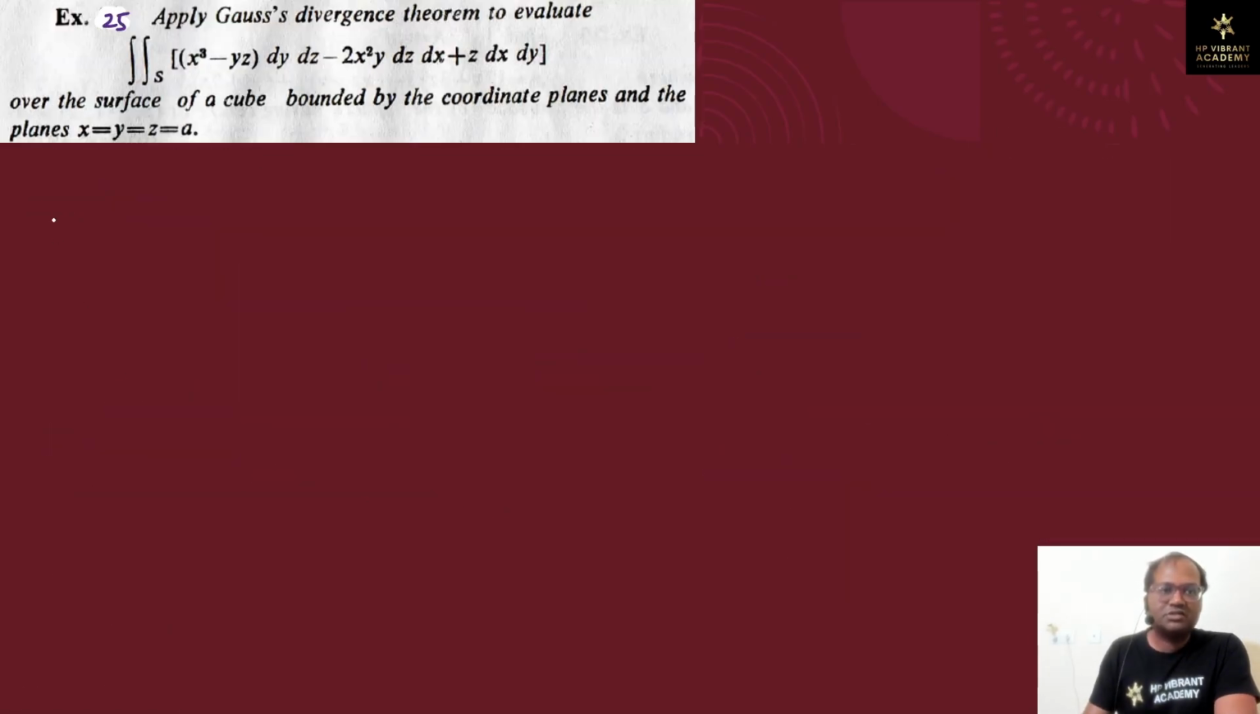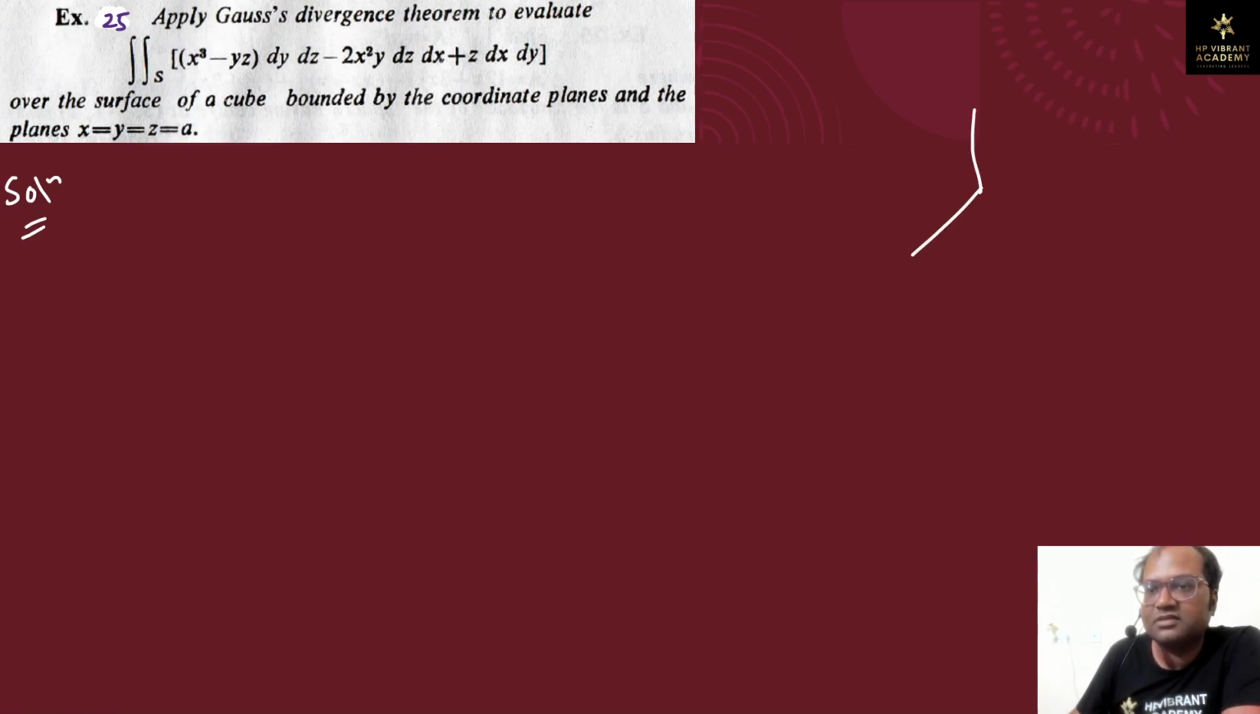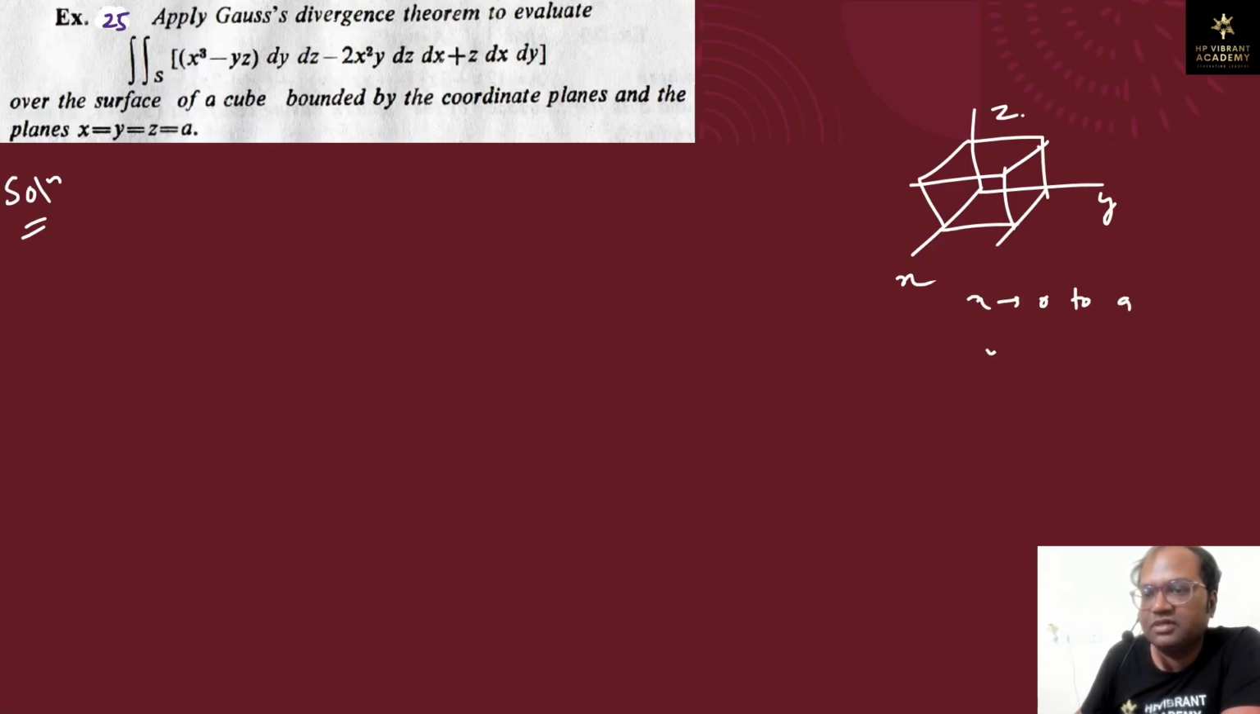Okay, so now let us discuss question number 25, how we can solve this. Using Gauss divergence theorem, evaluate this particular expression. So S is the surface of cube, like this. This is x, this is y, and this is z. So x varies from 0 to a, y varies from 0 to a, z varies from 0 to a. Okay, so S is the surface of the cube bounded by the coordinate planes.